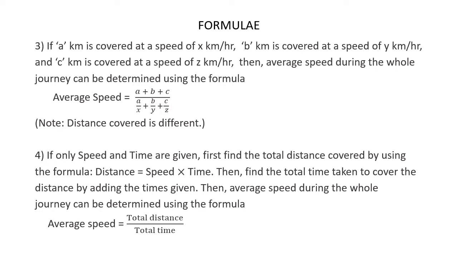Fourth formula. If only speed and time are given, then first find the total distance covered by using the formula distance is equal to speed multiplied by time. Then find the total time taken to cover the distance by adding the times given. Then average speed during the whole journey can be determined using the formula average speed is equal to total distance divided by total time.